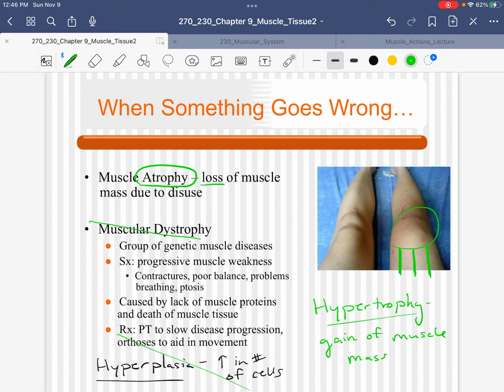By the way, it's the same thing with fat. We tend to be born with and develop a certain number of fat cells based on genetics. What you do with those fat cells, we can increase them in size or we can decrease in size.